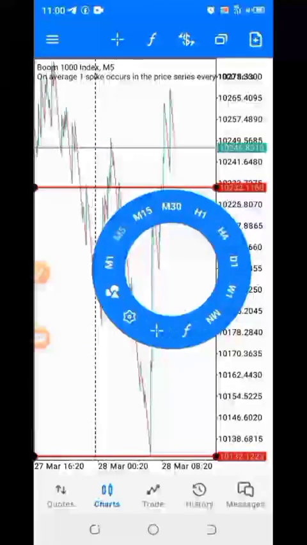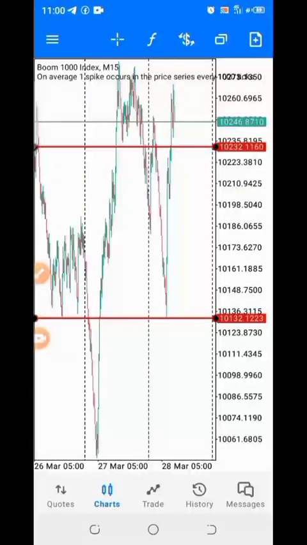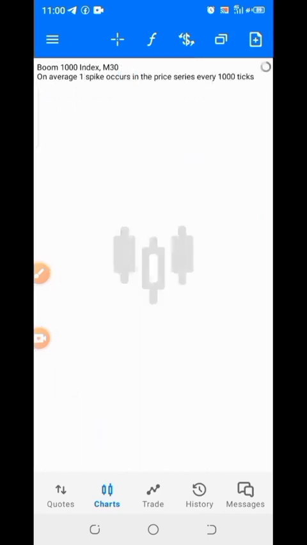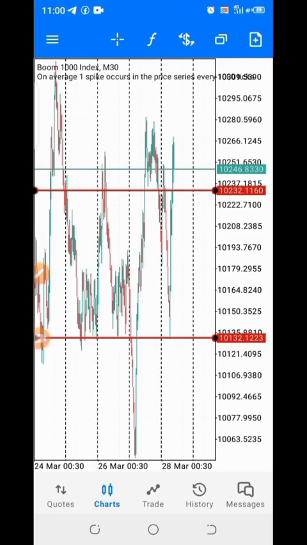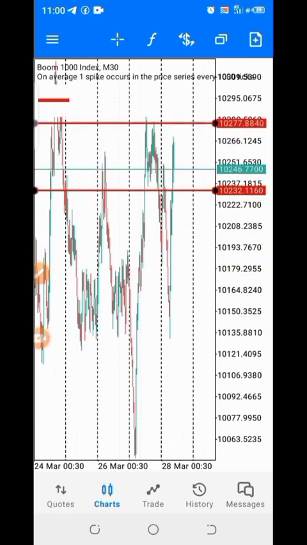So after adding 50, this would give you 10282. Okay, so I'm going to the 15 minutes time frame so that I can see this very well, or 30 minutes. Okay, good. So I'm placing my next line at 10282, or 10281, or 10283, within that side.